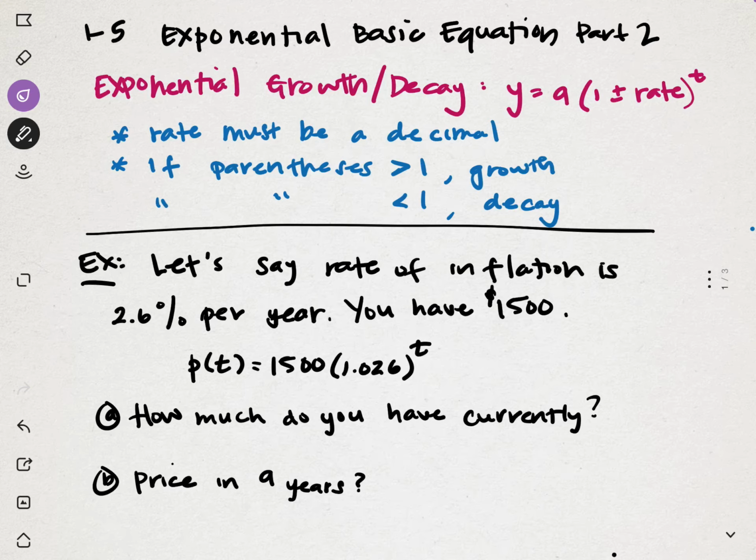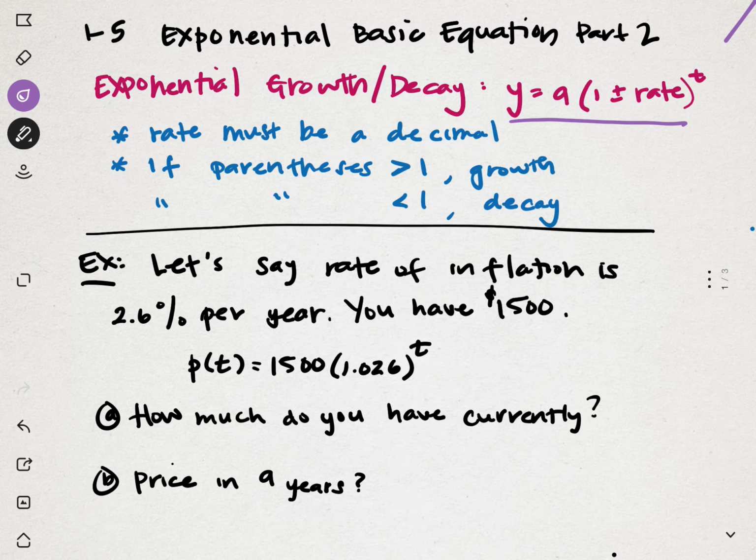A lot of these, they have this stuff written out for you. It's pretty straightforward. They're not trying to confuse you at all. They're just making sure that we know how all the parts of our exponential equation works. So we're looking at exponential growth and decay, and the basic form is y equals a parentheses 1 plus or minus the rate to the t.